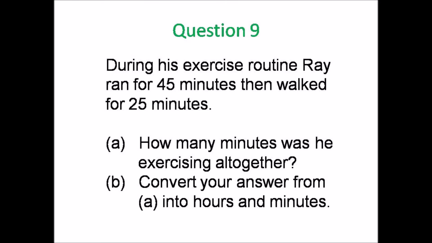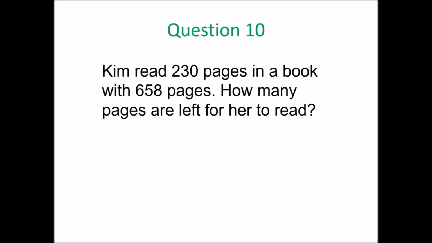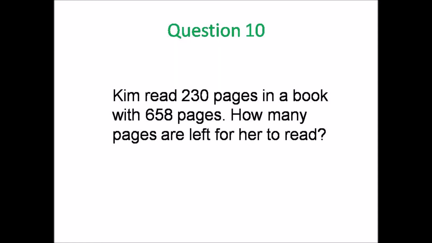Let's go, folks. During his exercise routine, Ray ran for 45 minutes, then walked for 25 minutes. A. How many minutes was he exercising altogether? And B. Convert your answer from A into hours and minutes. Do A first. Then once you get that answer, use it to find the answer for B. Got it. Let's move on to question 10.